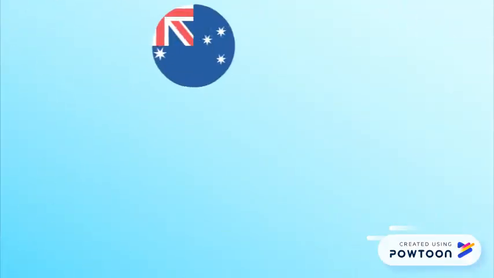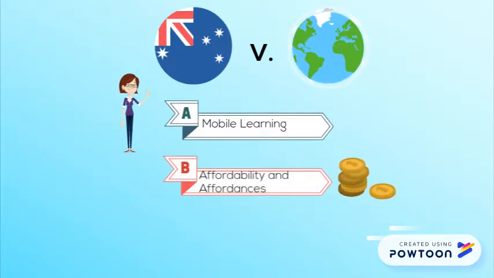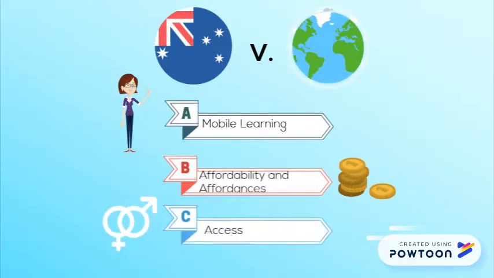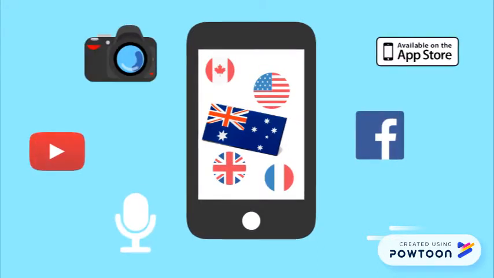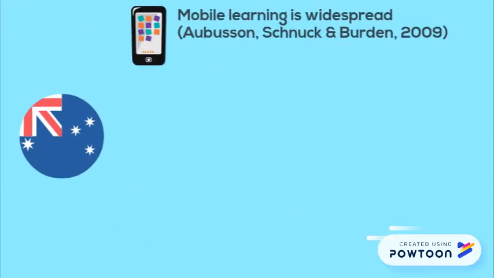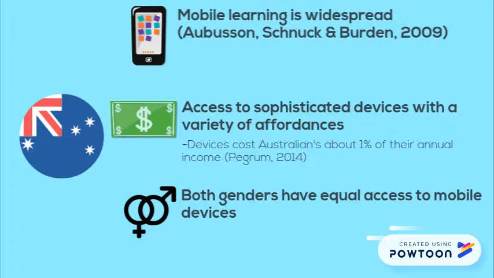Compare mobile culture in the developed and developing worlds. It's helpful to look at the differences in mobile learning, the affordability and the affordances of available devices, and those who have access to the devices. In developed nations such as Australia, there is a larger focus placed on the affordances of mobile devices. Mobile learning has become widespread in Australia, with Australians having access to sophisticated and affordable devices. It should also be noted that both genders have equal access to mobile devices.